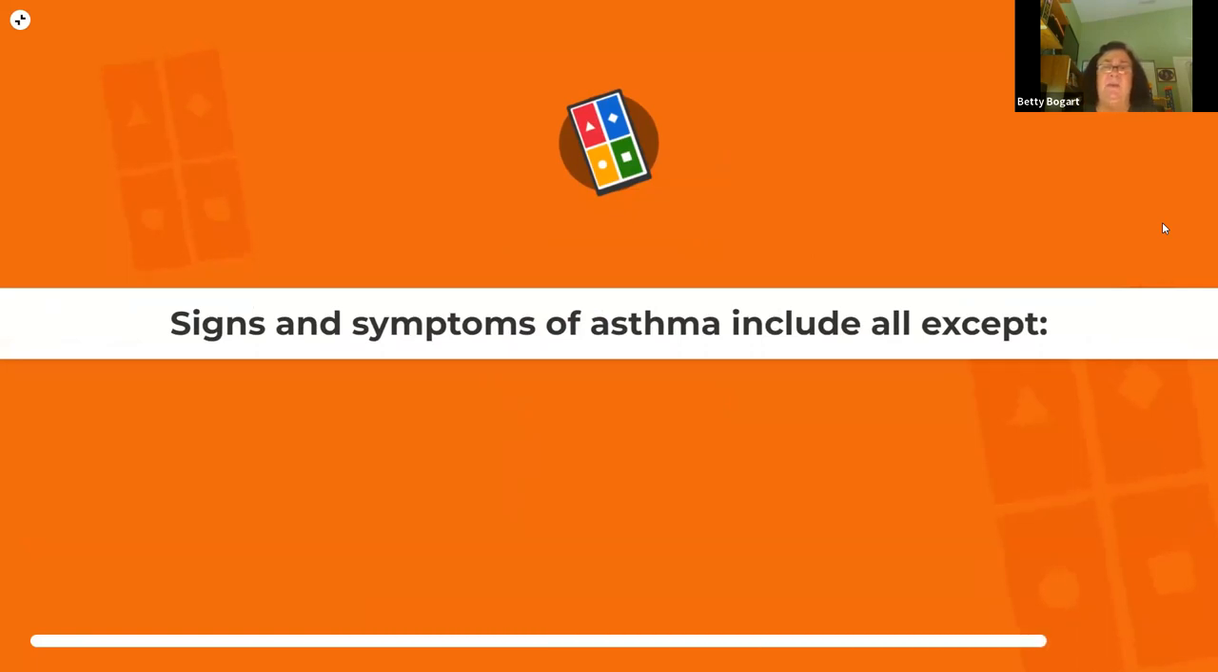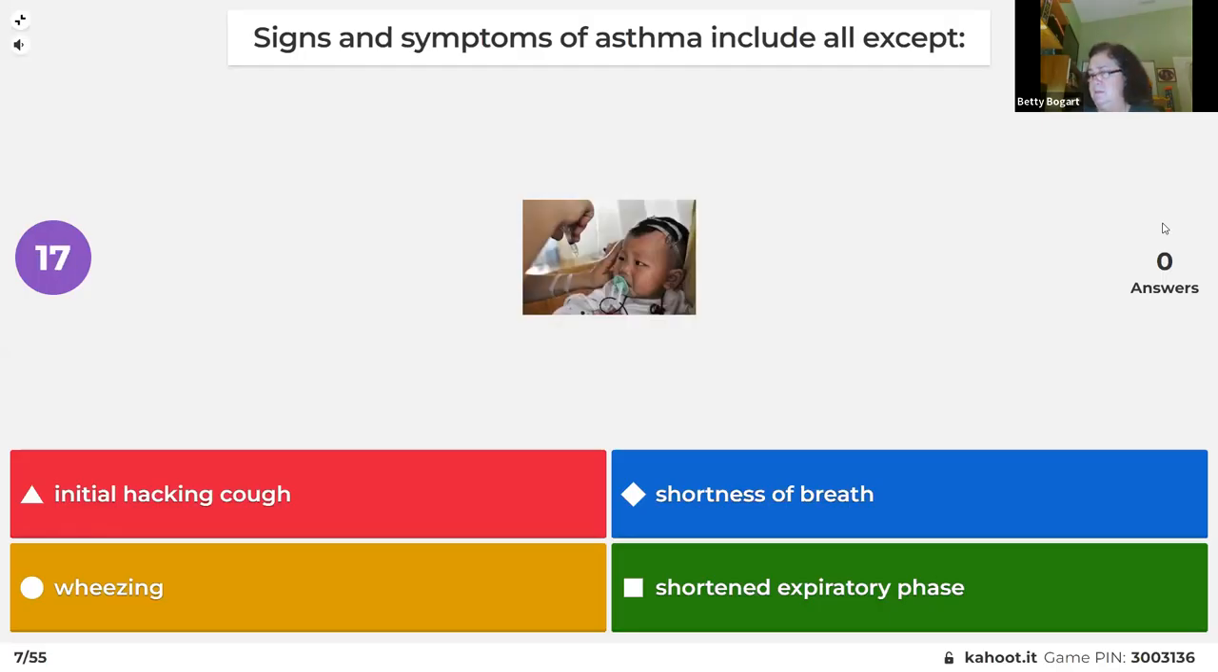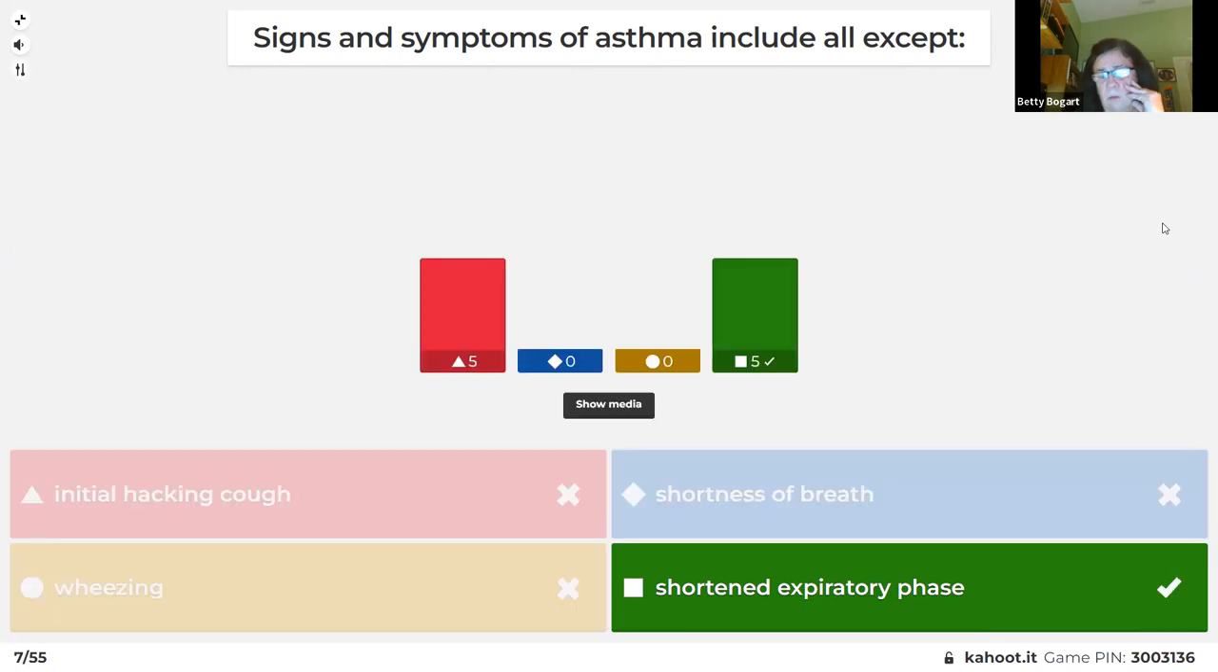Signs and symptoms of asthma include all except. You will definitely have a cough. Those bronchioles are coming together. They're touching. They're coughing and coughing and coughing. And they can't catch their breath. And they're wheezing like crazy. It's a prolonged expiratory phase that you see on them. They get air in, but they can't get it out.